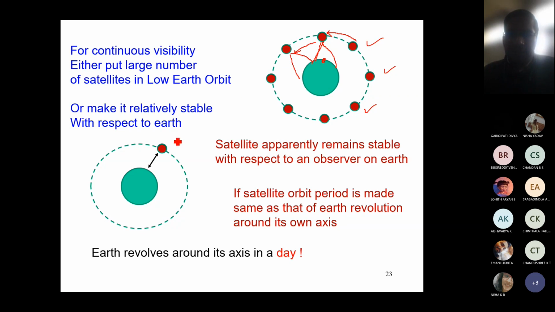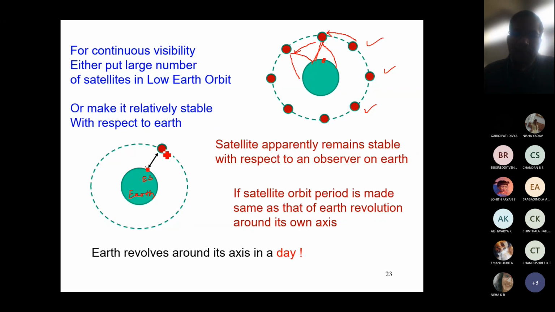Otherwise, there is another option. If the satellite and Earth station, suppose this is the Earth station, ES, or the ground station, you can call it as GS. This is your Earth. Your Earth is rotating around itself. So accordingly, the Earth station, which is on the surface or on the ground of the Earth, is also rotating around the center of the Earth.